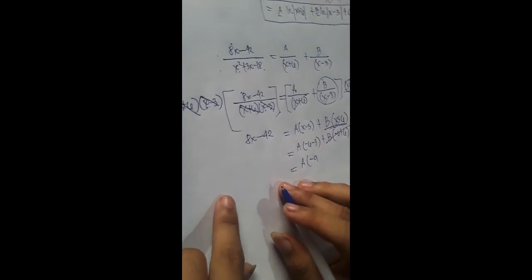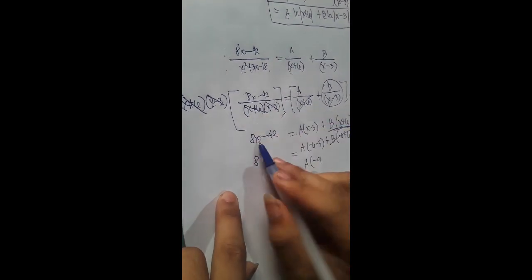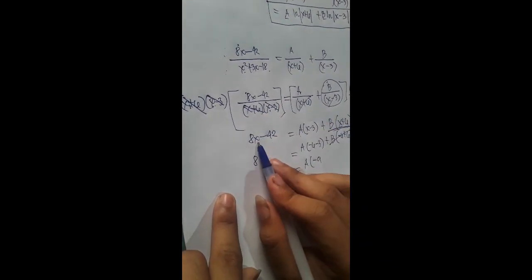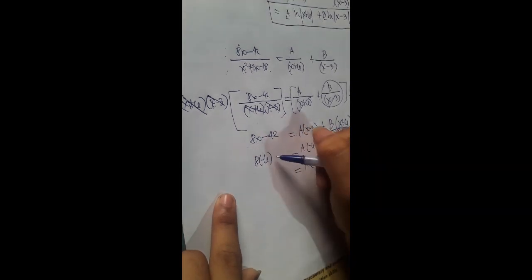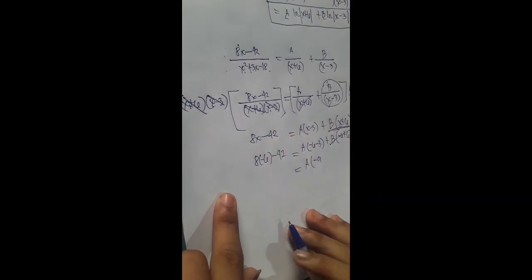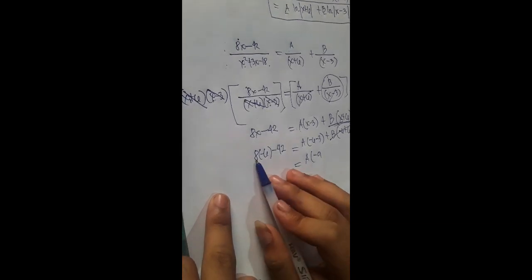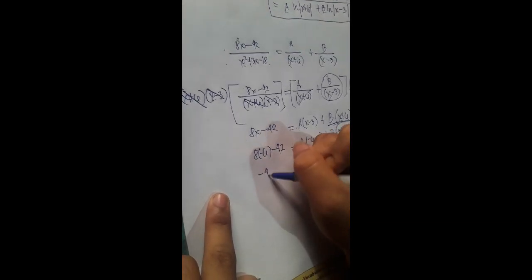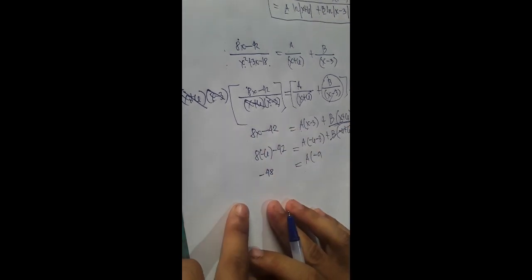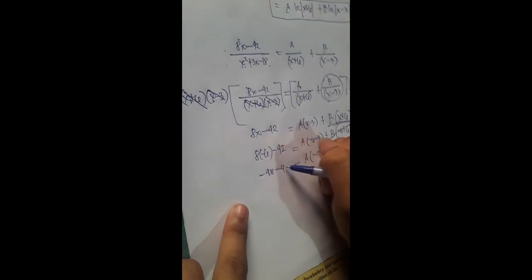At the left side we have 8, and the value of x for now is negative 6, minus 42. So if we multiply 8 times negative 6, this will become negative 48, minus 42.